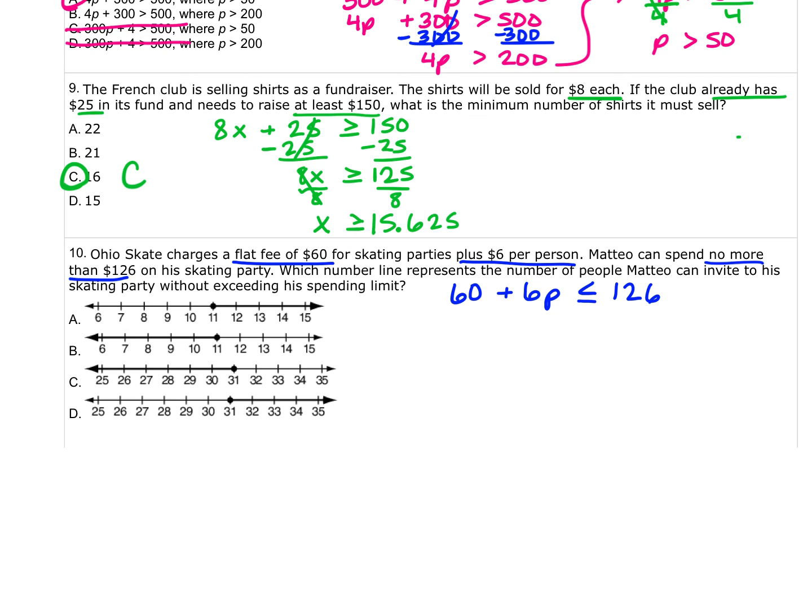So we'll solve this. We're going to subtract 60 from both sides, and we get 6p is less than or equal to $66. That's how much money he has left for people after the $60 flat fee. And then we'll divide both sides by 6 to see how many people he can invite. And it's less than or equal to 11, which would be answer choice B.